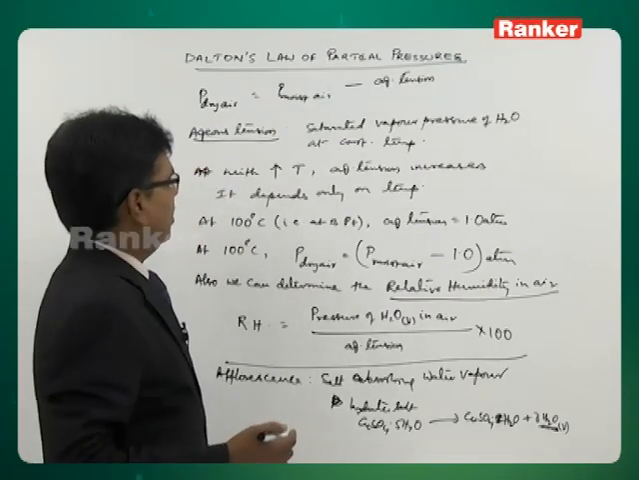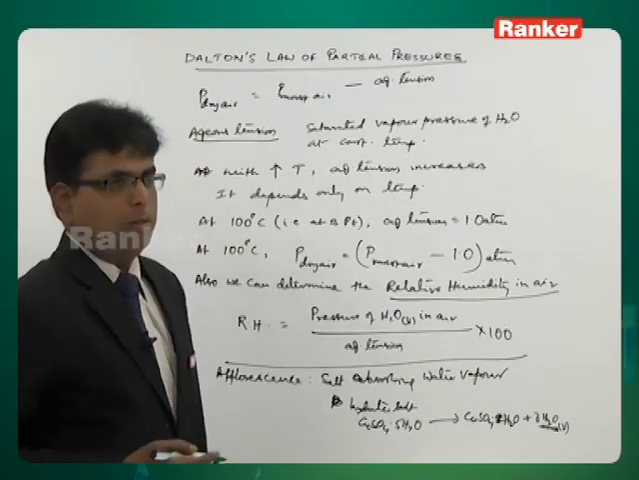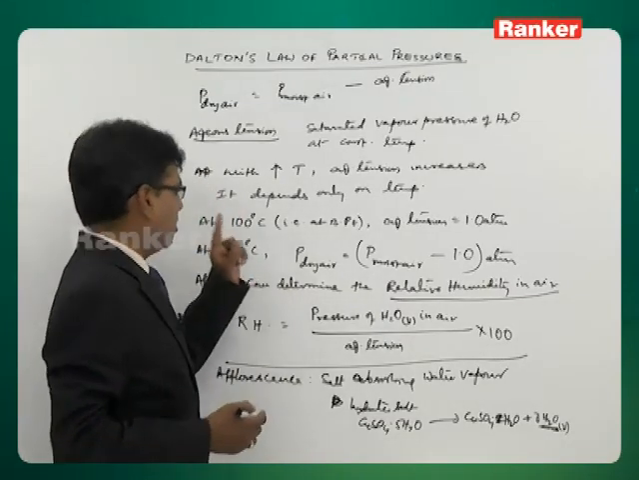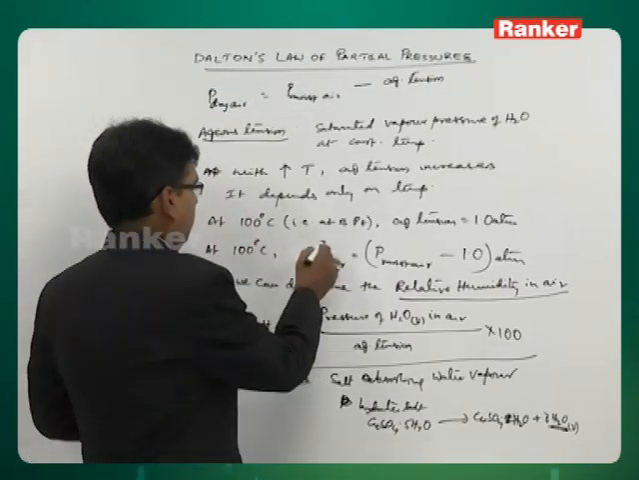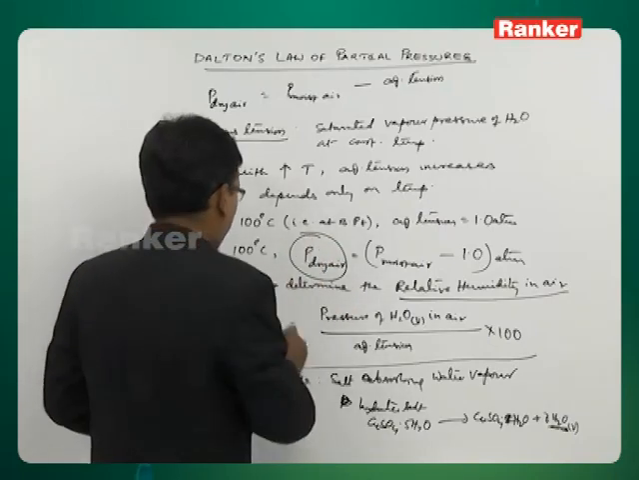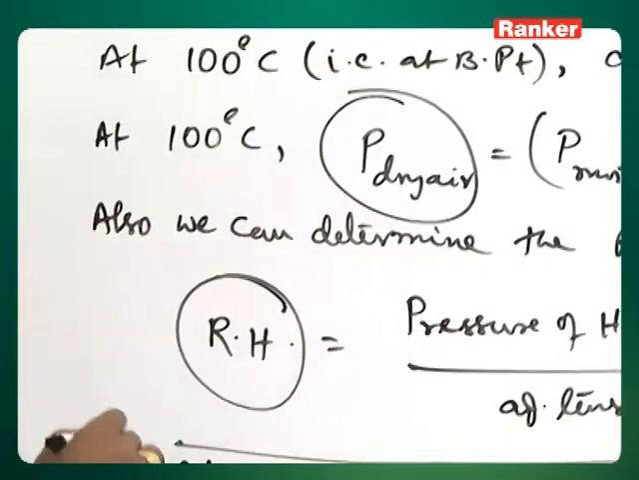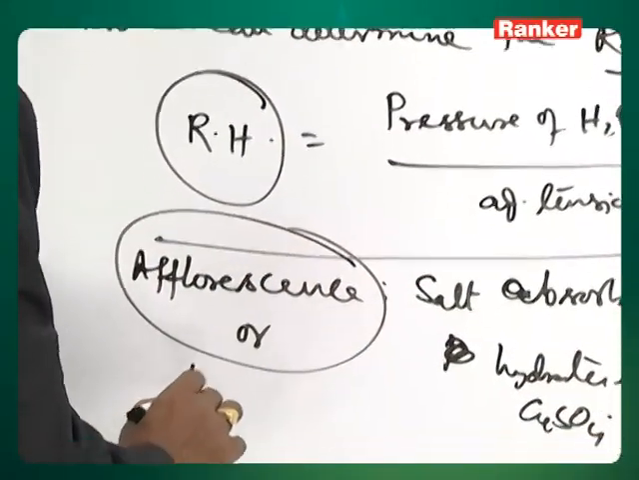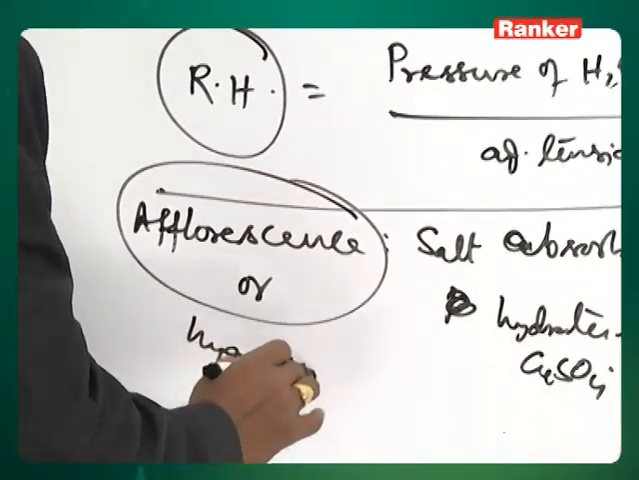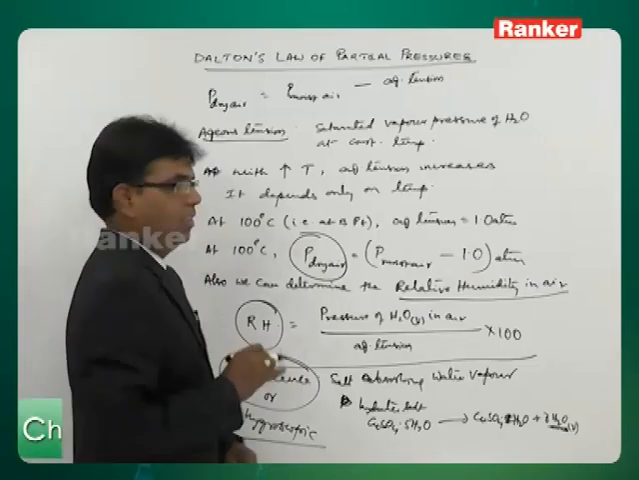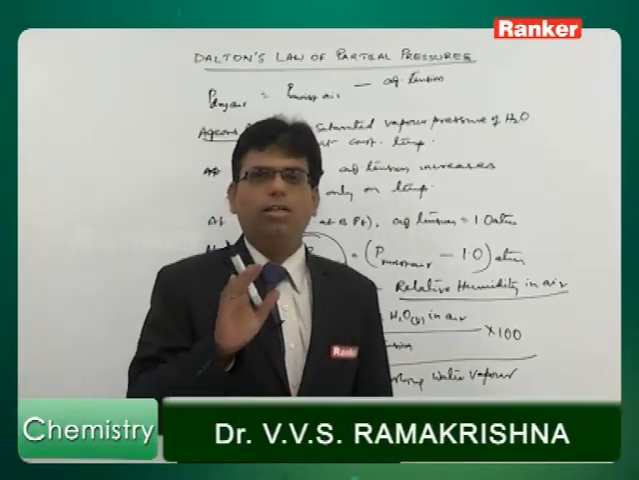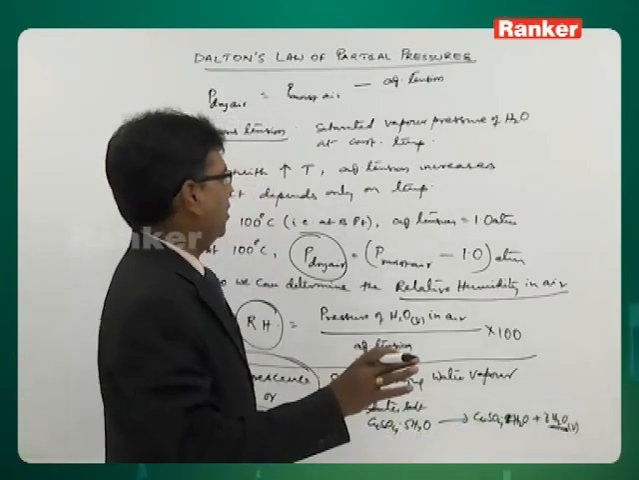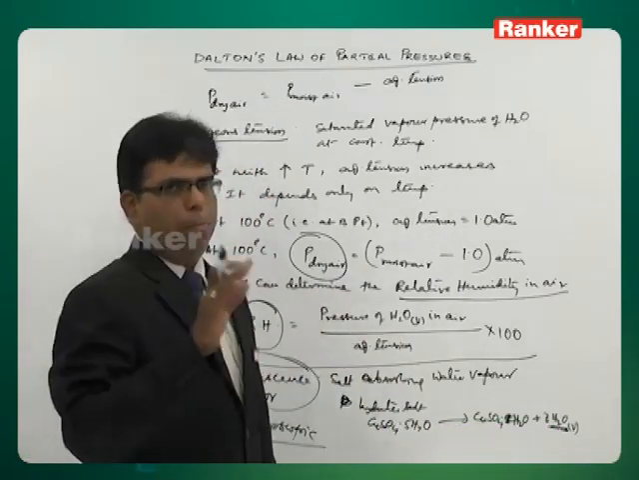So using Dalton's law, the main application of Dalton's law is that first of all we can determine the pressure of dry air, we can determine relative humidity, we can determine whether the salt is efflorescent or hygroscopic or not. These are all the things we can determine by applying the concept of Dalton's law of partial pressures.